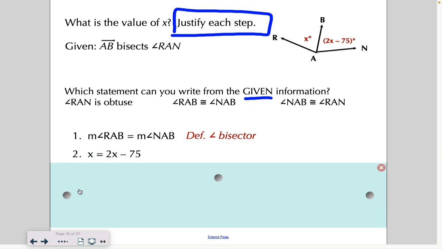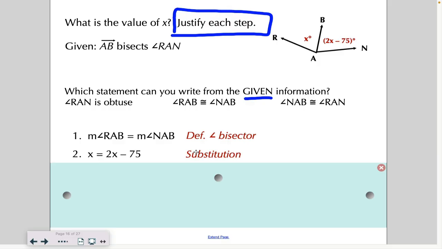Next, now we can state x is equal to 2x minus 75, which we would have done earlier, but we couldn't justify all the steps. I have to justify that step too. Anybody want to take a crack at this one? Grace? It is substitution. I'm substituting x in for what, everybody?